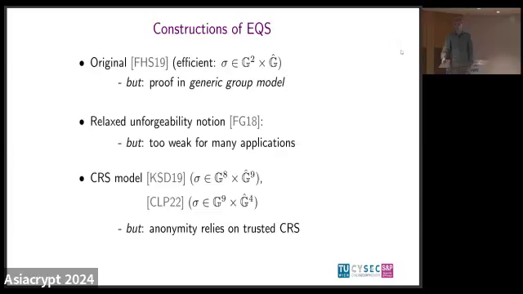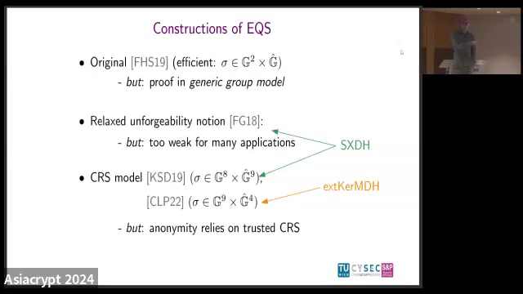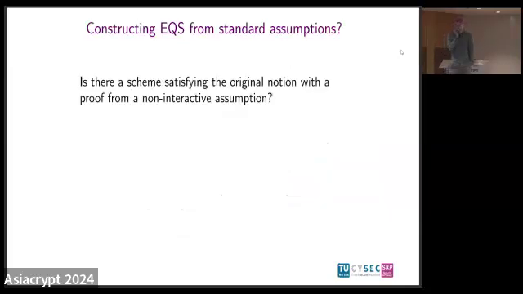Okay, and from this, both the CRS models and the relaxed unforgeability notion by Fuchsbauer and Gay are based on standard assumptions, so SXDH or the external kernel matrix Diffie-Hellman assumption. And based on that, we asked the question, is it possible to construct EQS schemes from standard assumptions? And that question was answered by us earlier this year at PKC, where we proved that no such scheme can exist. You can't prove an equivalence class scheme secure from standard assumptions.